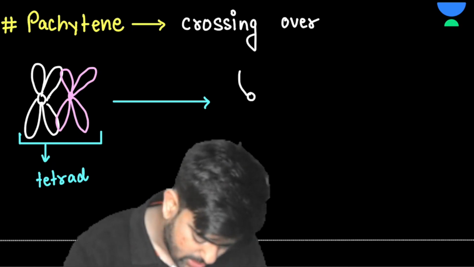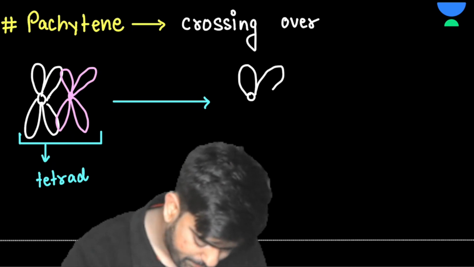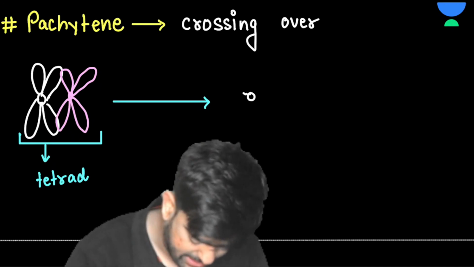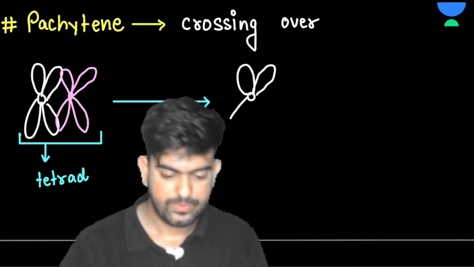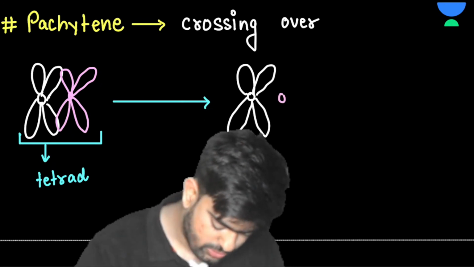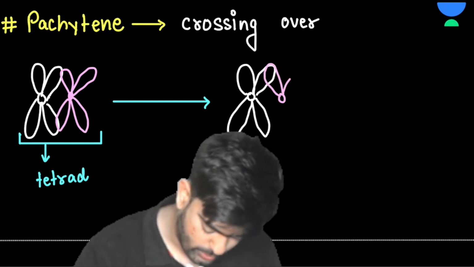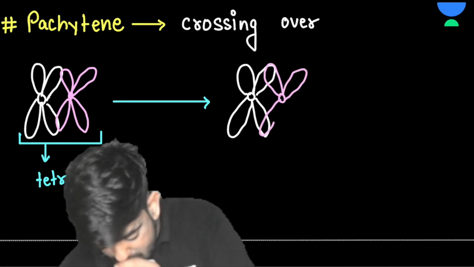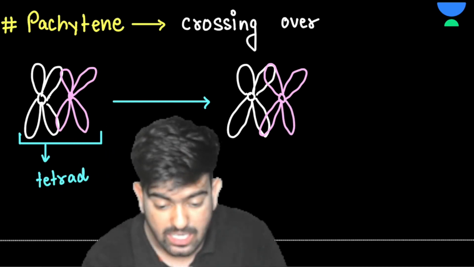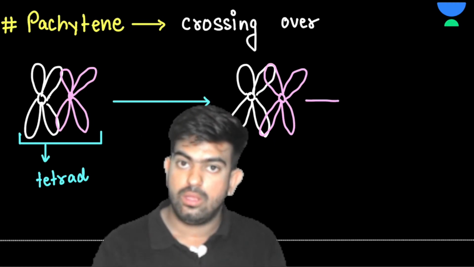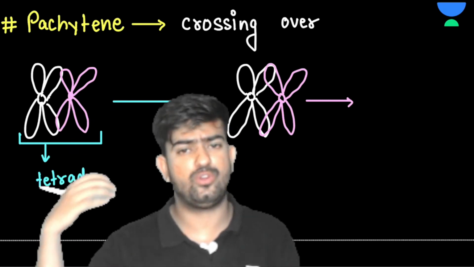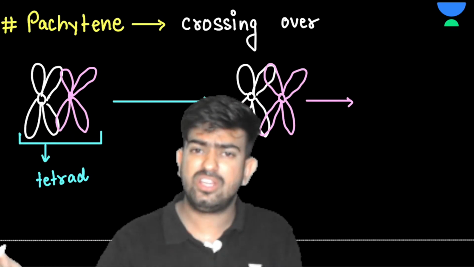So see here, this was Harry's chromosome and this was Julie's chromosome. They are going to exchange their genetic material, and this is what is known as crossing over. And you were like, sir, I don't understand crossing over. What do we do? This is crossing over, just so simple.